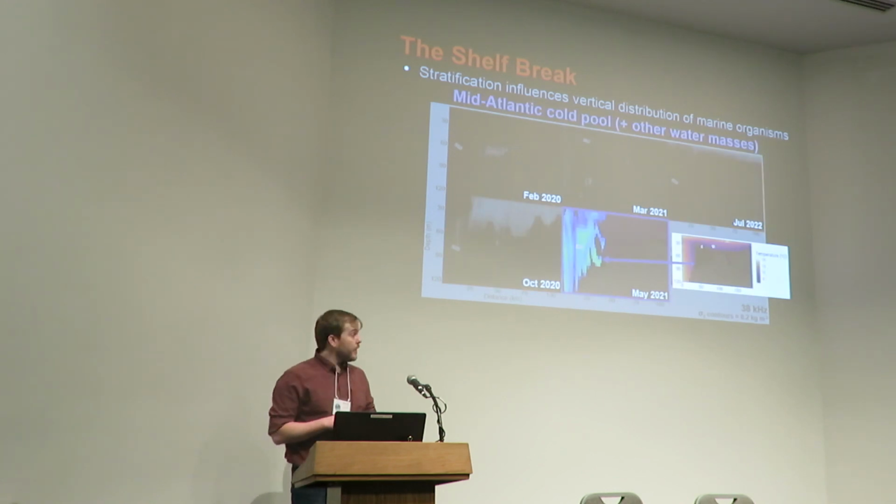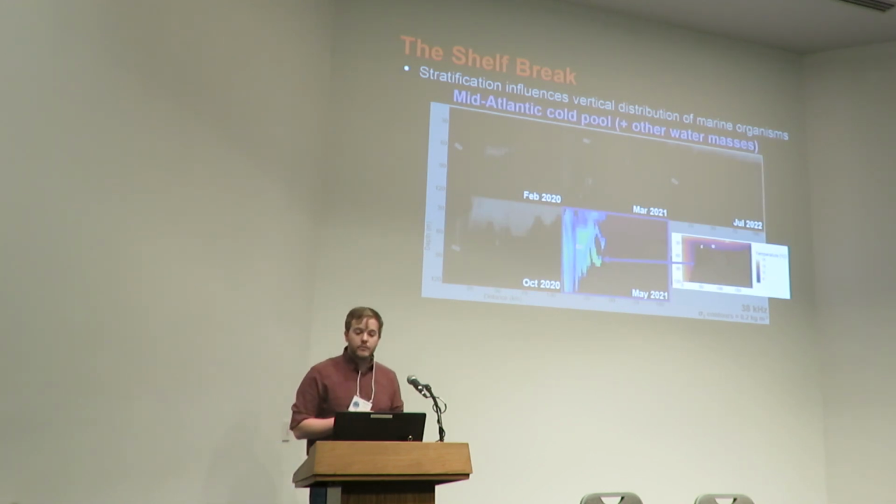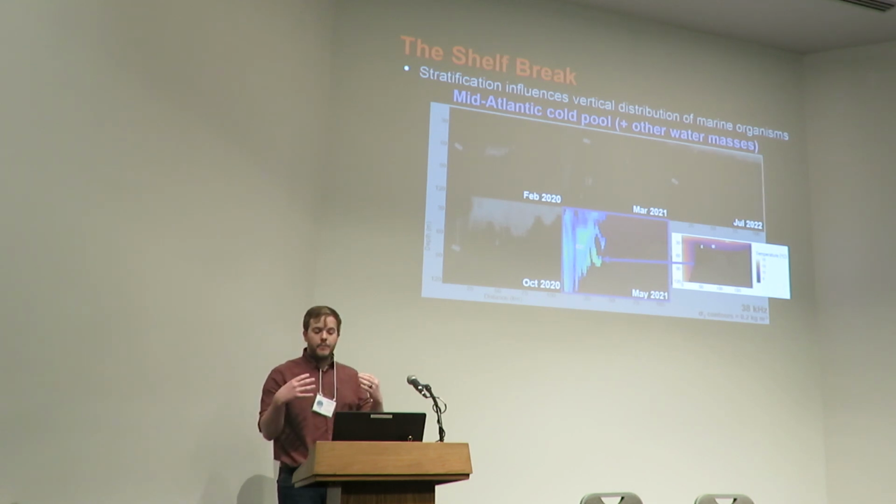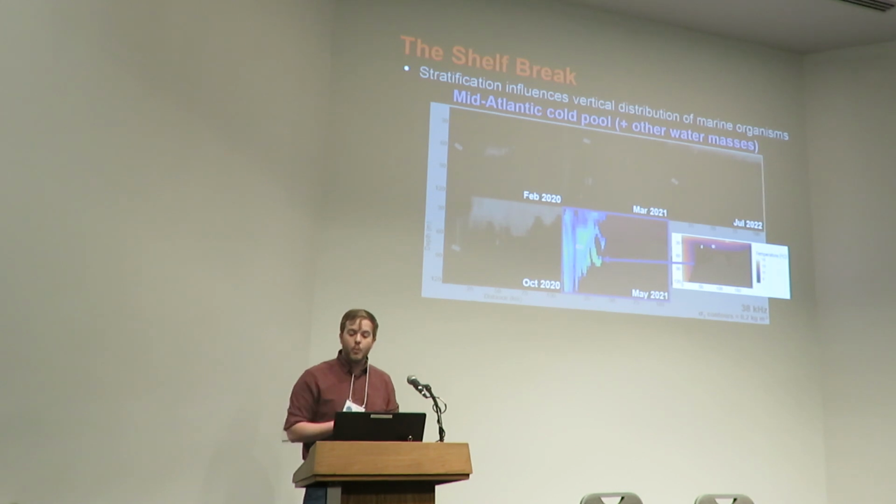Of course, then you also have some weird things that kind of break this mold, like when you have water mass intrusion. In this case, the Mid-Atlantic cold pool plays a pretty prominent part in the spatial distribution of marine organisms on the shelf. So here, animals are still kind of resting on specific isopycnals, but there's almost this vertical wall at the roughly 50 meter portion of the transect, which represents this very cold pool of water. That's why it's called the cold pool.